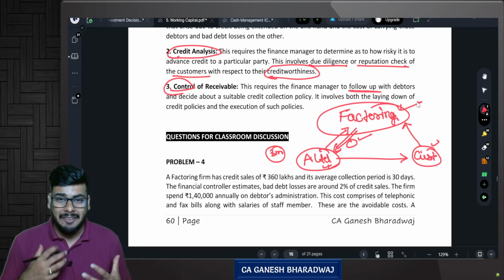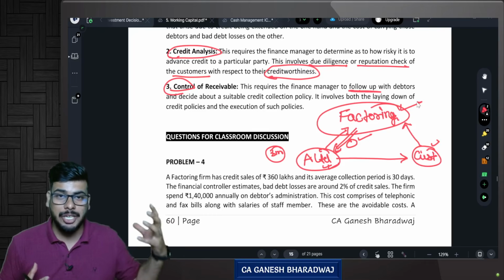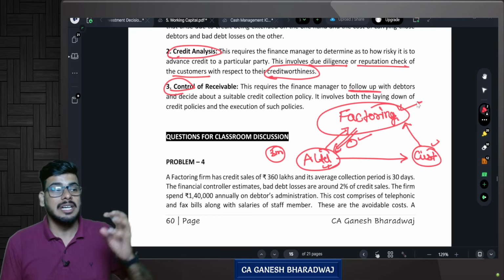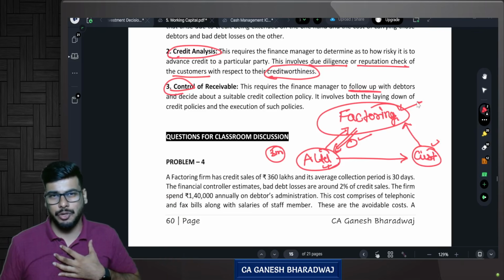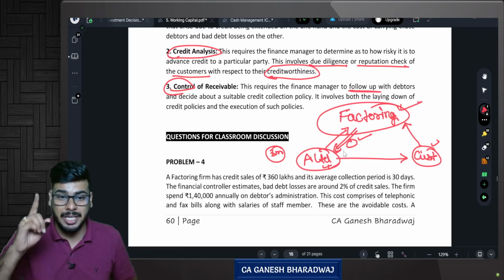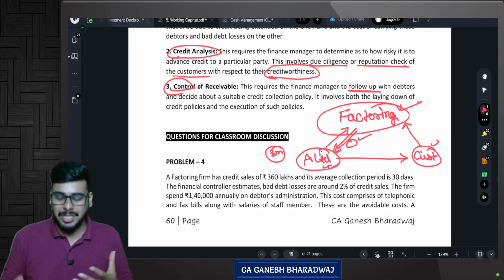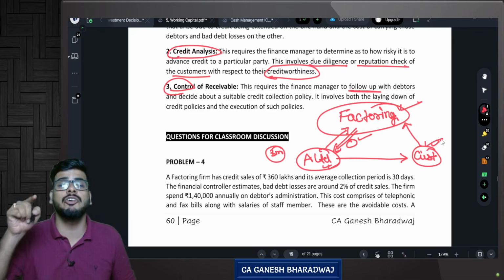Now every time there is a debtor and you have a possibility of factoring, you should see whether this factoring is beneficial for you or not. Sir, how does factoring benefit me? Sir, always I should pay this guy a commission. Yes. But what happens is, you need not incur some administrative cost with respect to following up with the customer.